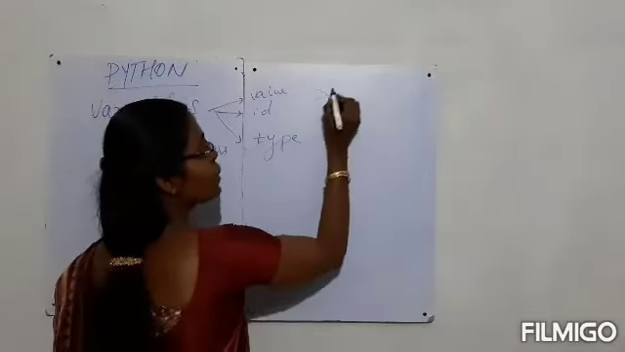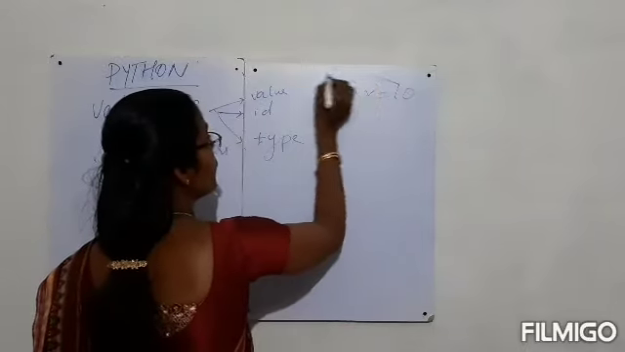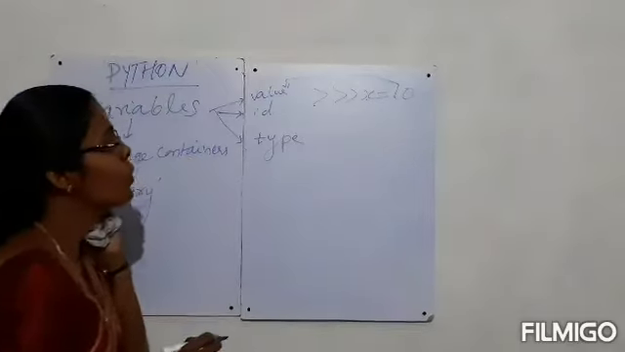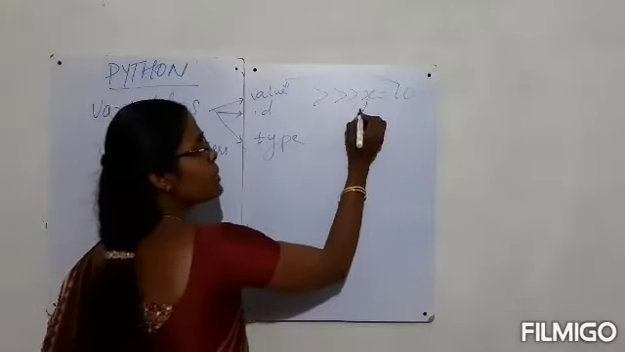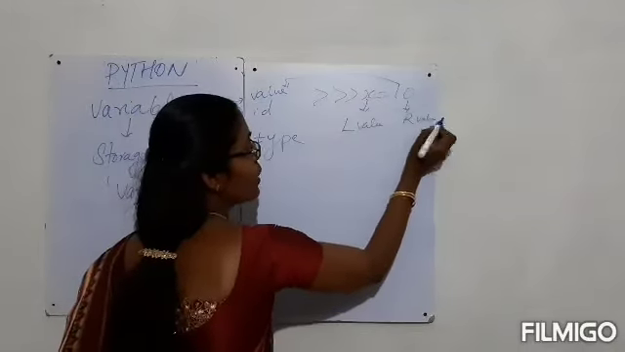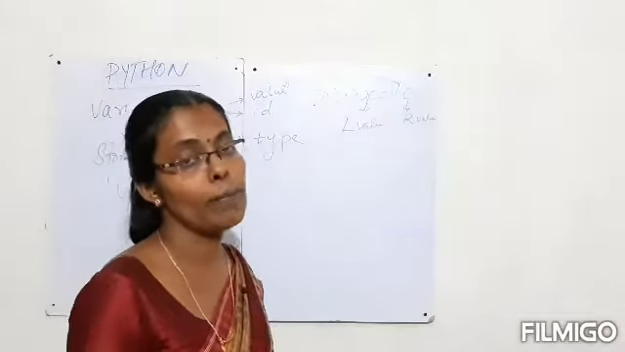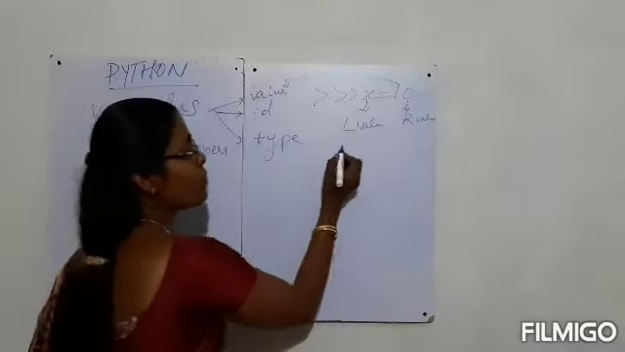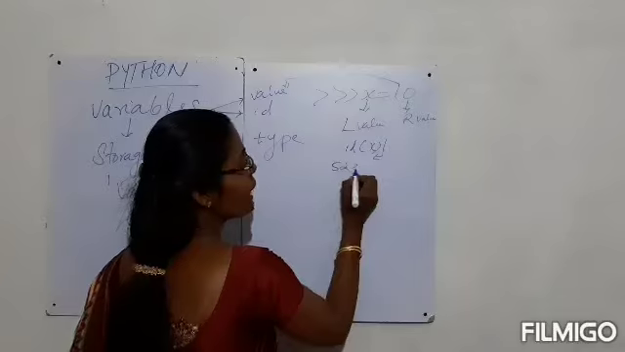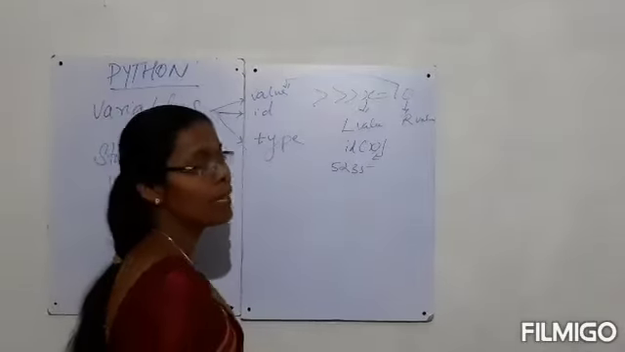For example, if you type x equal to 10, this is the value, this is the variable, and this is the assignment operator. For a variable, this is called L value and this is called R value. Whenever we store something in the computer's memory, it has a specific memory location. That is what is called ID. If you type id of x, it will return some memory address. Based on your system, it will display the memory location.